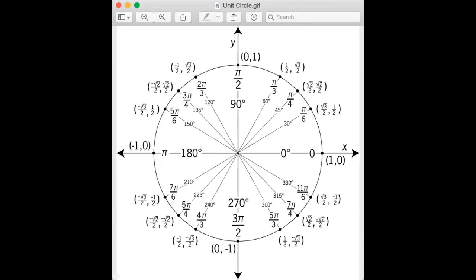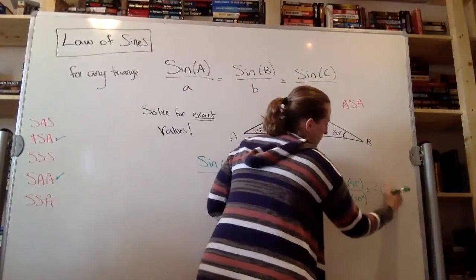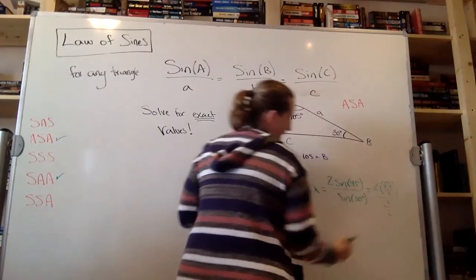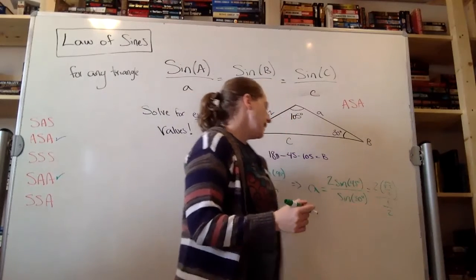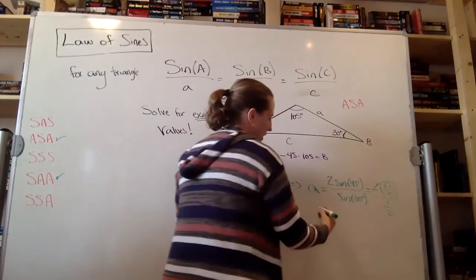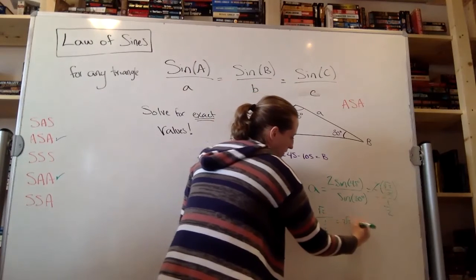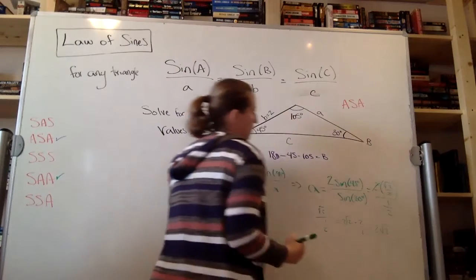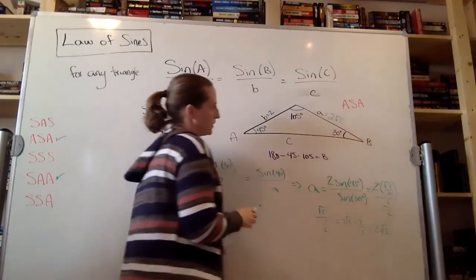So we'll have 2 times square root of 2 over 2 divided by 1/2. Okay, so just substituting square root of 2 over 2 for sine of 45 and 1/2 for sine of 30. A little bit of simplification on top. I've got 2 and 2. So I end up with square root of 2 divided by 1/2. But that's square root of 2 times 2 over 1, or 2 square root of 2. So the value of our a is 2 square root of 2.